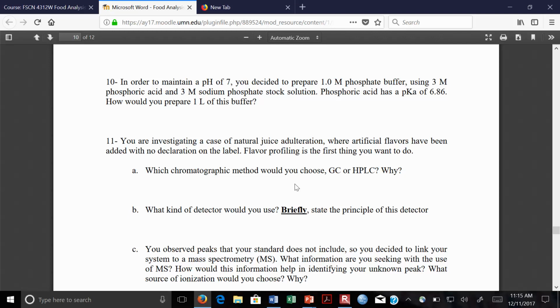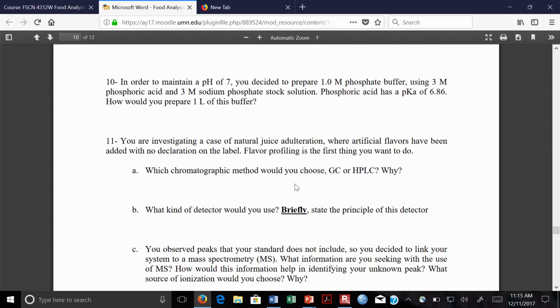So you are investigating a case of natural juice adulteration, where artificial flavors have been added with no declaration on the label. Flavor profiling is the first thing you want to do. So flavor, volatile, flavor present in very small concentrations. So do I go for GC or HPLC?